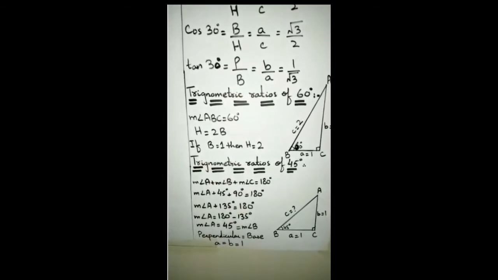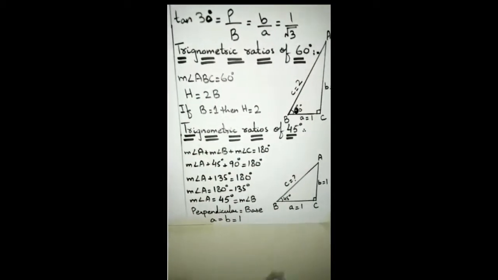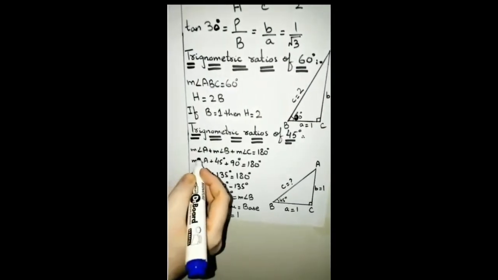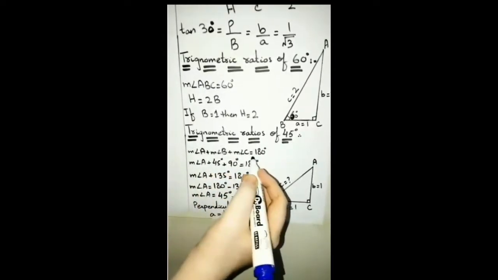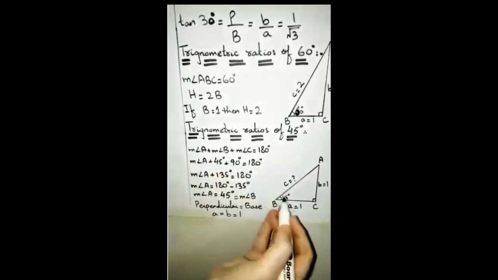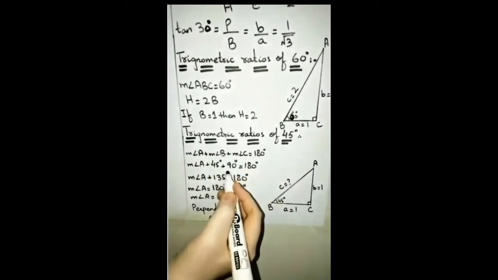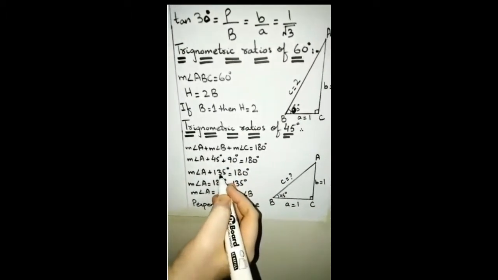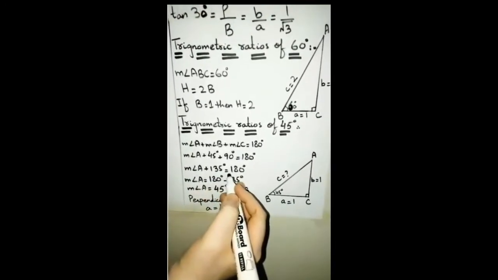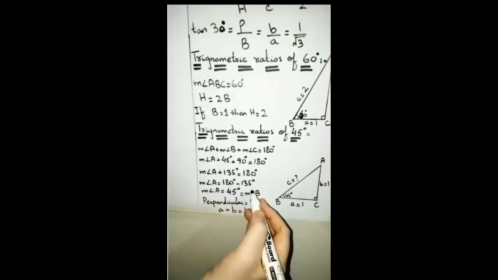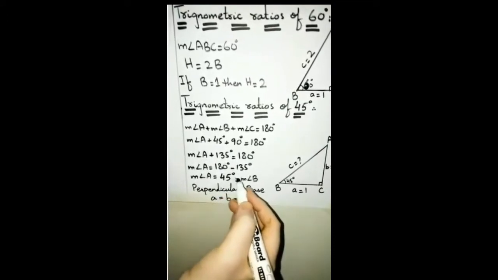Now comes the topic trigonometric ratios of 45 degree. Draw a right angle triangle with angle 45 degree. We know that measure of angle A plus measure of angle B plus measure of angle C equals 180 degree. Measure of angle A plus the value of angle B, which is 45 degree, plus the value of angle C, which is 90 degree, is equal to 180 degree. 45 degree plus 90 degree equals 135 degree. Angle A plus 135 degree is equal to 180 degree. Angle A is equal to 180 degree minus 135 degree. Angle A is equal to 45 degree, which is equal to angle B.